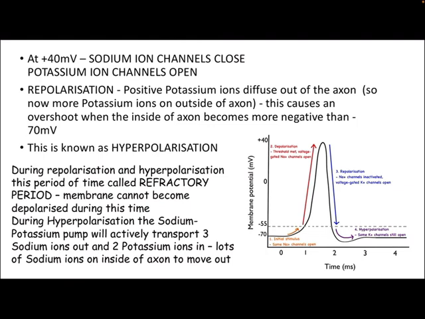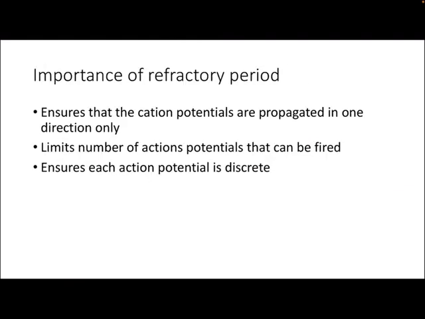During hyperpolarization, the sodium-potassium pump is actively transporting 3 sodium ions out and 2 potassium ions in. So again, because of depolarization, there are lots of sodium ions on the inside, and during the refractory period and hyperpolarization, the sodium-potassium pump has to get those sodium ions out of the axon. So the importance of this refractory period is that it will ensure that the action potentials are propagated or moved in one direction only.